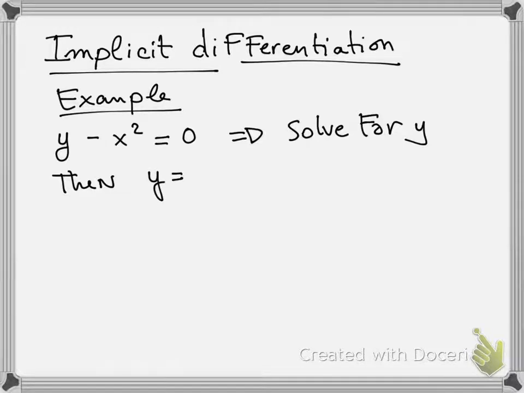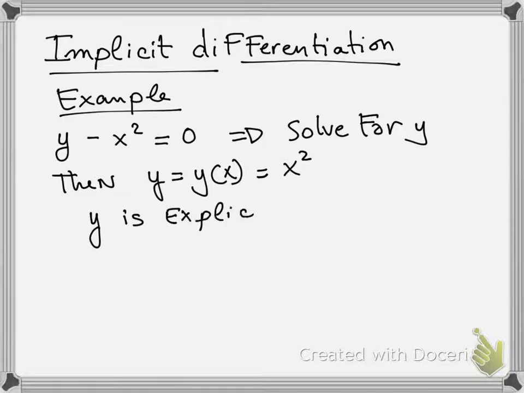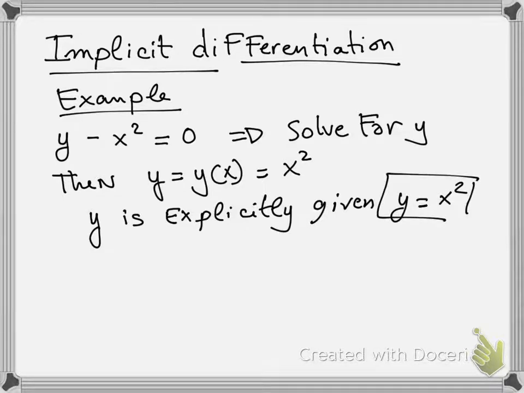So then y is equal to x squared, right? So y, which is a function of x, is equal to x squared. So here, y is a function of x, and we have an explicit expression of y. So we can solve explicitly for y here. So y is explicitly given, y is equal to x squared, right? So you know that the function y, which is a function of x, is equal to x squared.